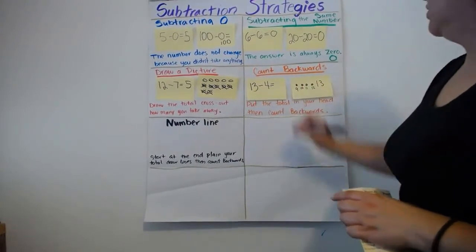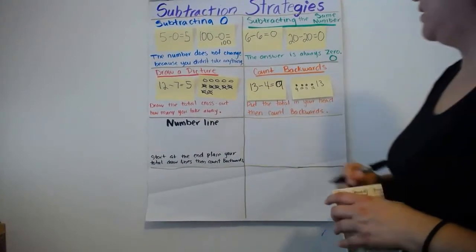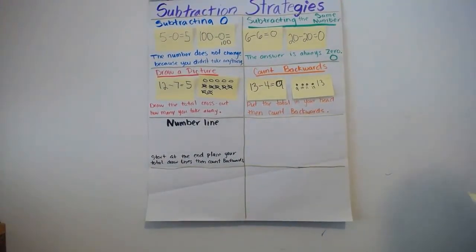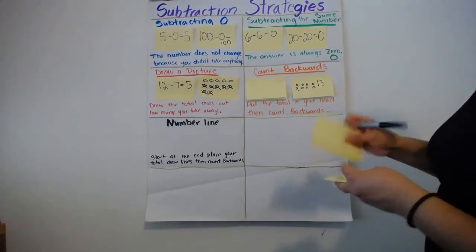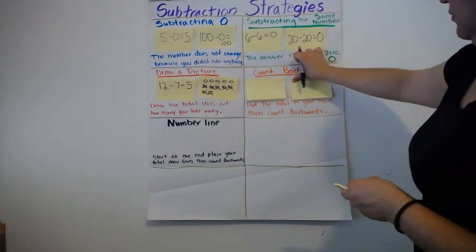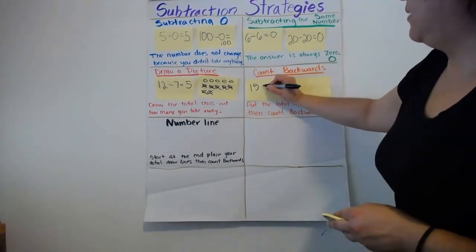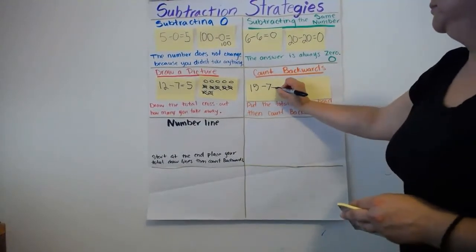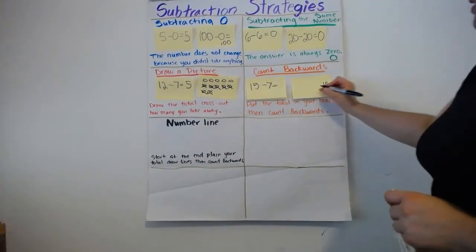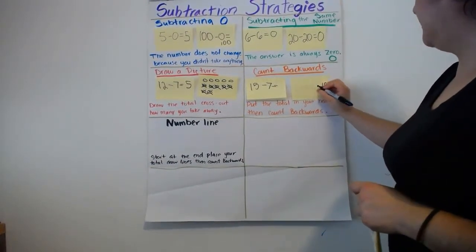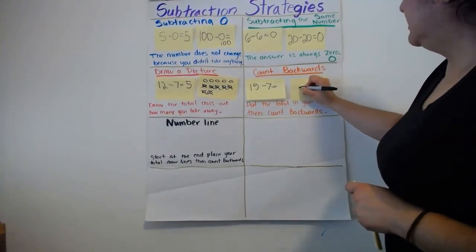So the answer here will be 9. Okay. So let's try it one more time. Let's say that you had 15 minus 7. You will put 15 in your head, and then you will count backwards 7 times. 1, 2, 3, 4, 5, 6, 7.